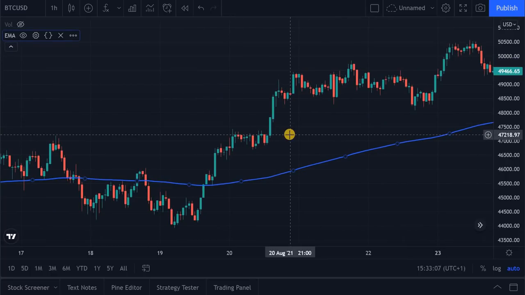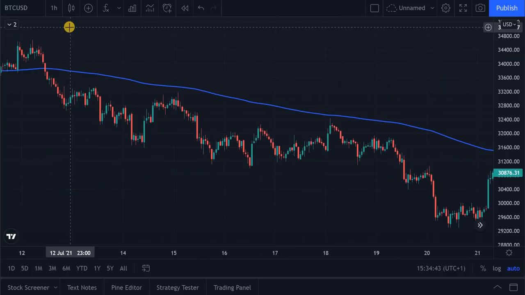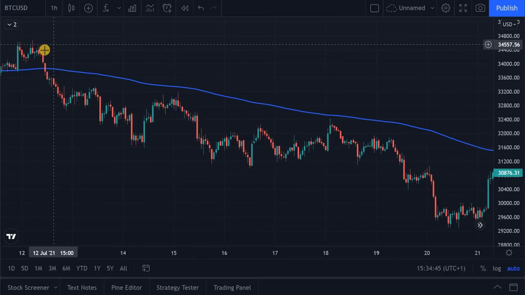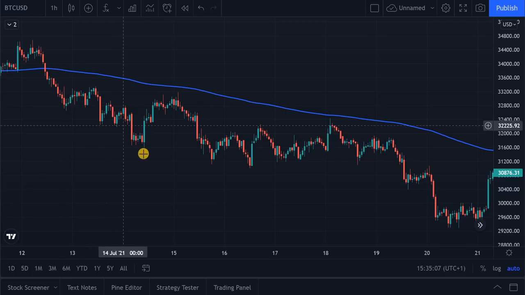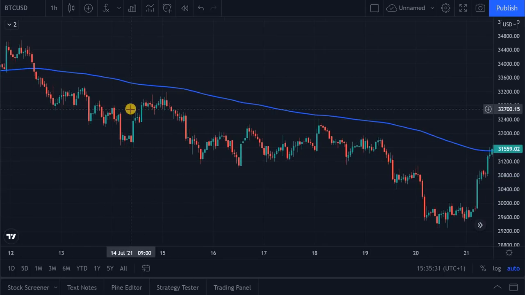Now let me show you a quick example of a downtrend. Right here, you can see that the price broke below this 200 exponential moving average. That was when a downtrend was confirmed. As you can see, the price continued to go lower in the nearest future. So this is an example of how I use the 200 exponential moving average to show me whether the market is in an uptrend or in a downtrend.